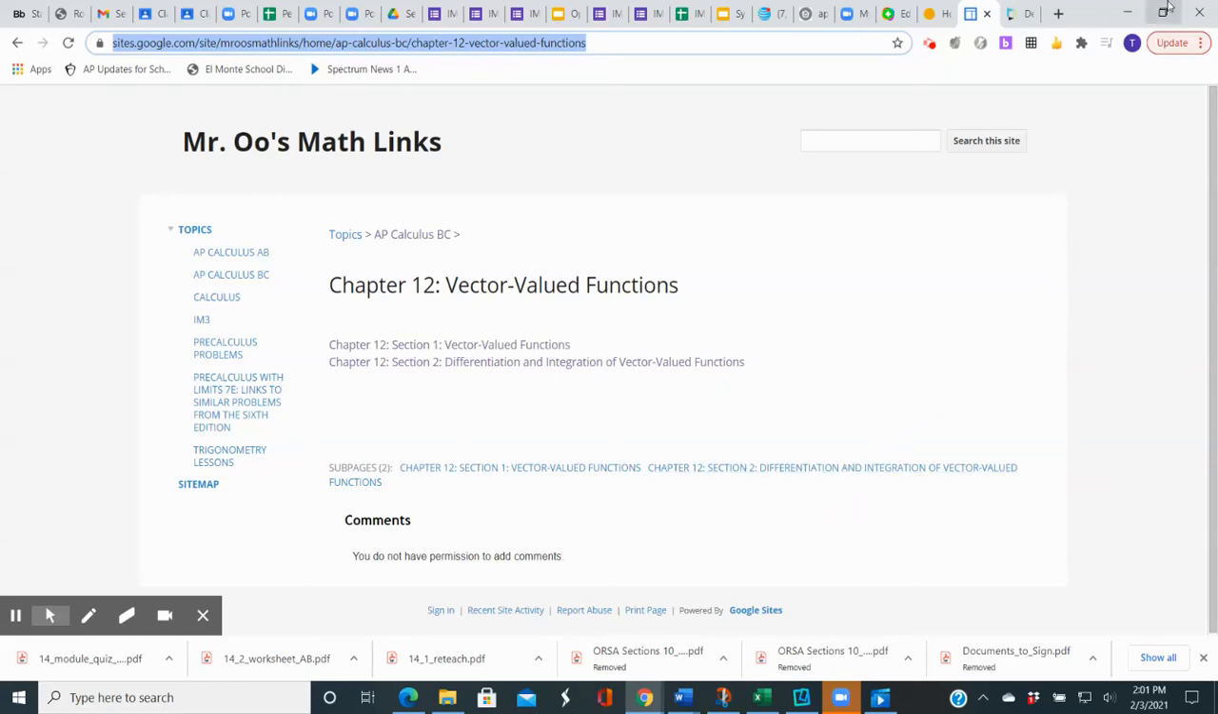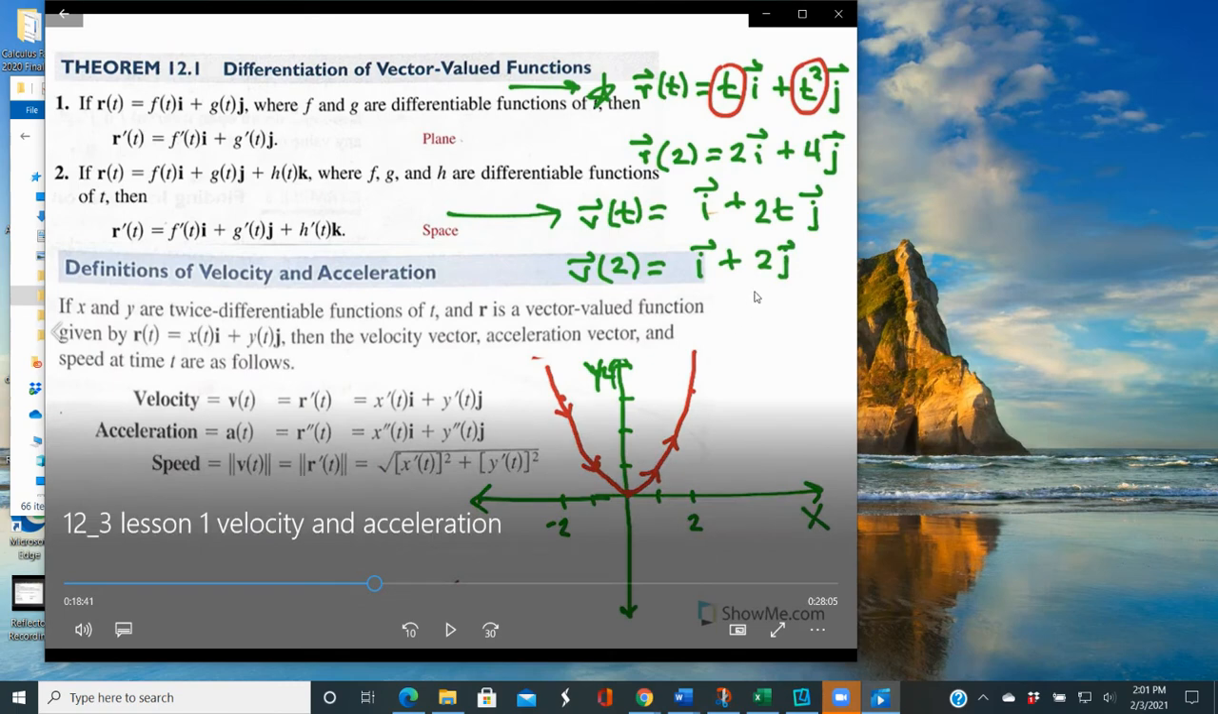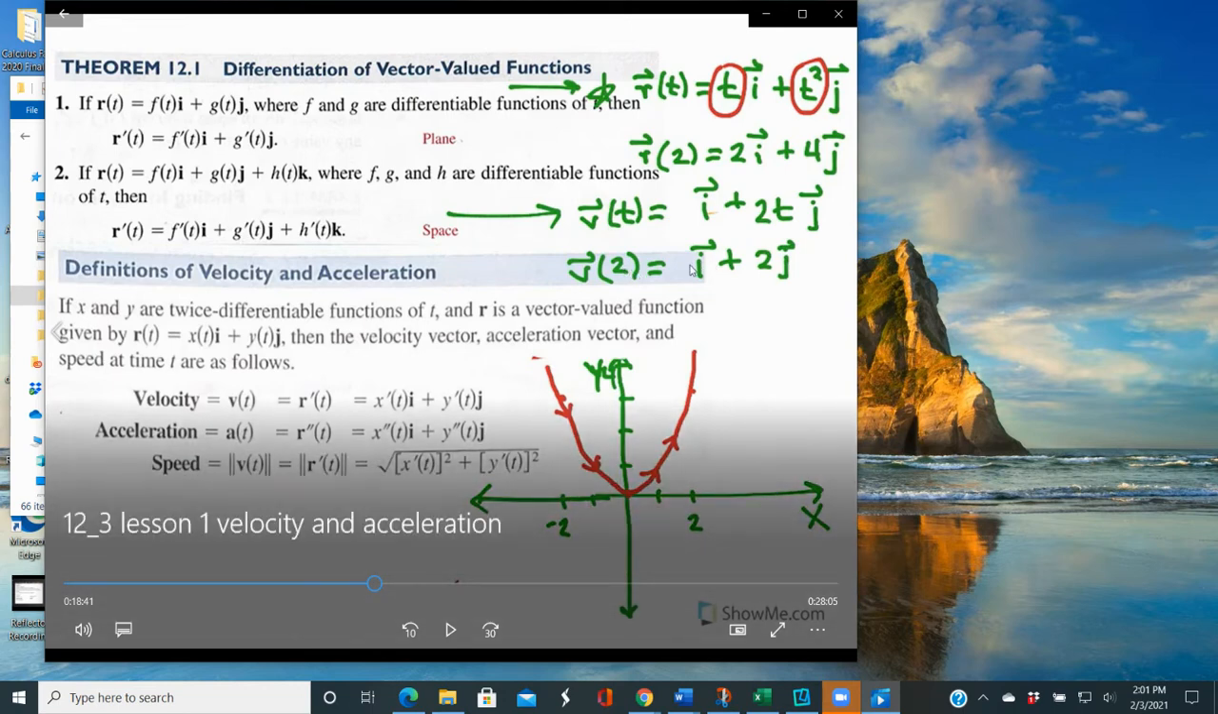Let's take a look at a mistake that I made during the lesson today. If you take a look over here, you'll see that v of t, the velocity vector for the given example, is 1i plus 2tj. And when we evaluate the velocity vector at t is equal to 2, I should have gotten 1i plus 2 times 2, which would be 4j.